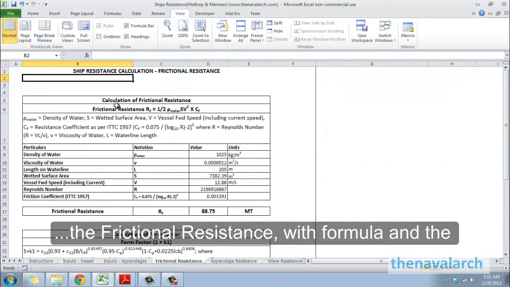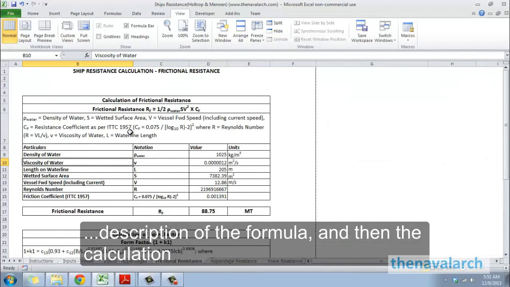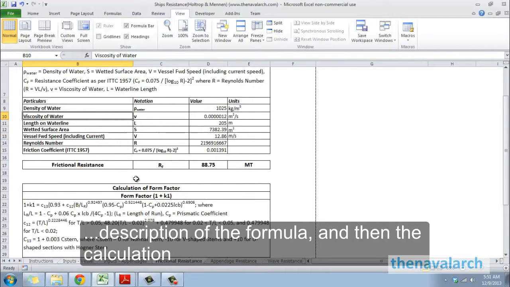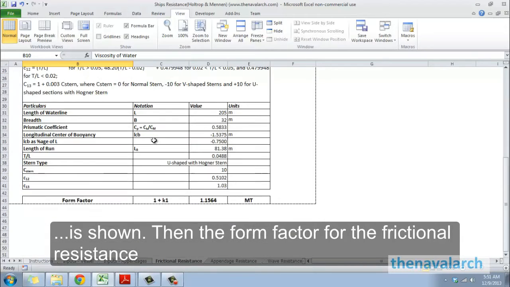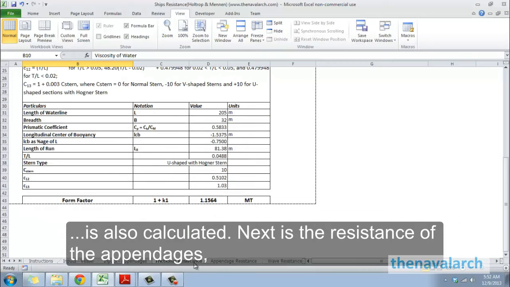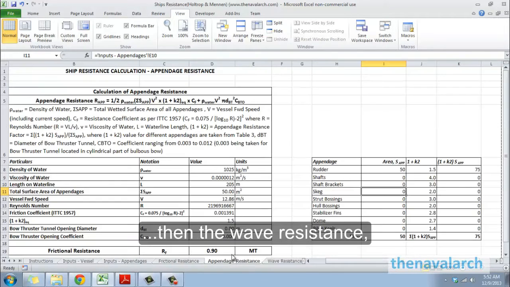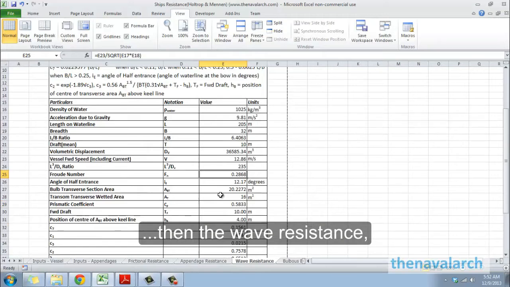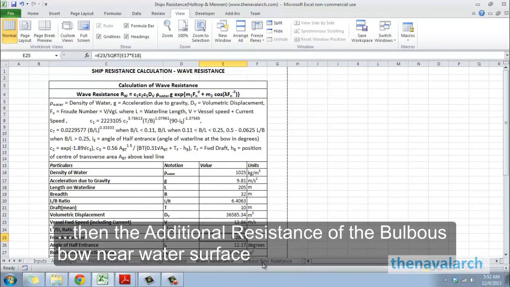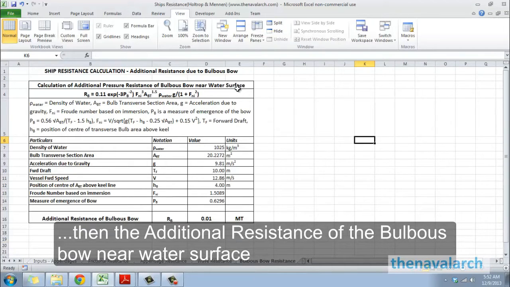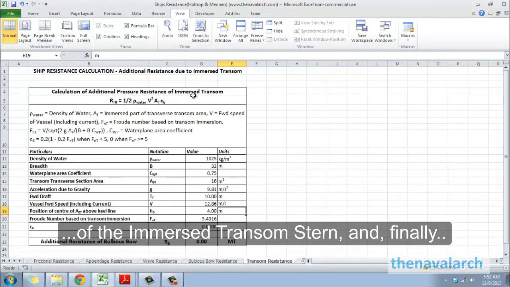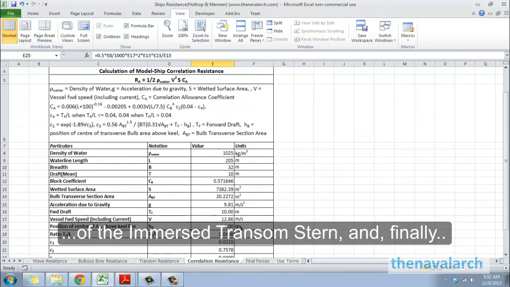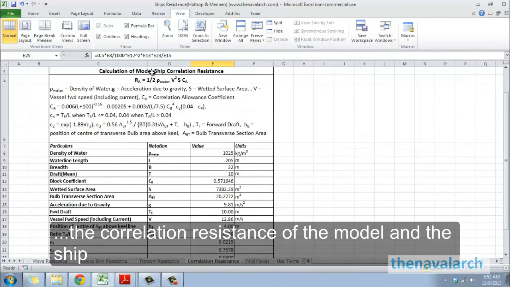First, we have the frictional resistance, with formula, and the description of the formula, and then the calculation is shown. Then the form factor for the frictional resistance is also calculated. Next is the resistance of the appendages, then the wave resistance, then the additional resistance of the bulbous bow near water surface, and then the additional pressure resistance of the immersed transom stern. Finally, the correlation resistance of the model and the ship is calculated.